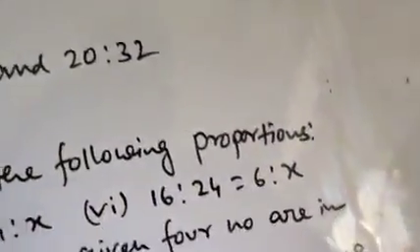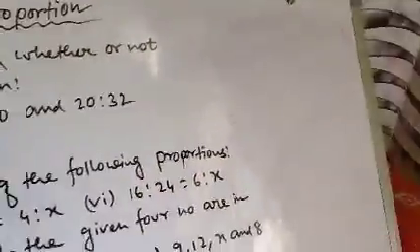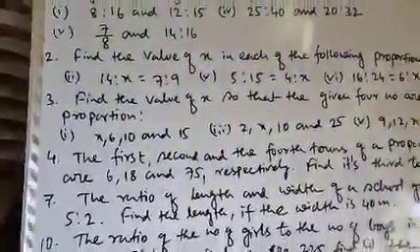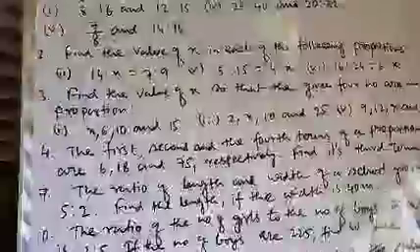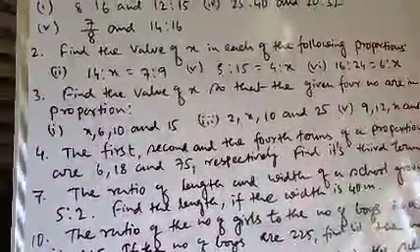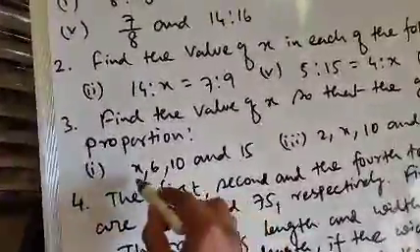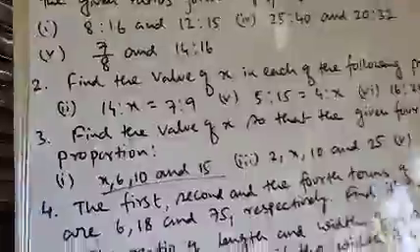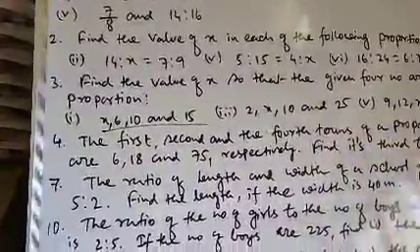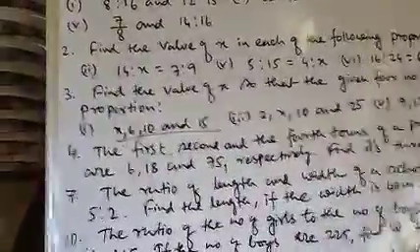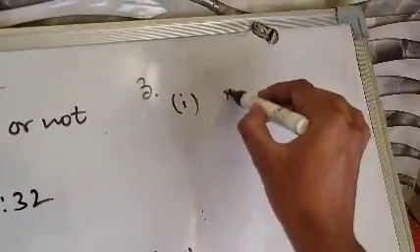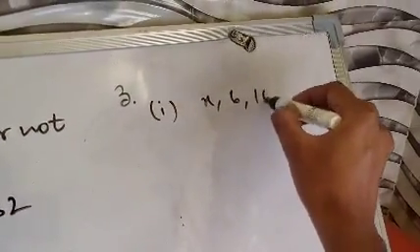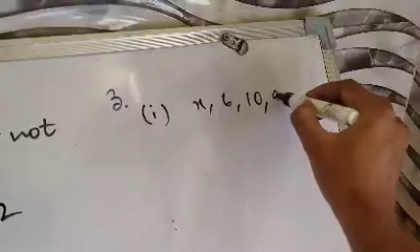Next question. Question number 3 says find the value of x so that the given four numbers are in proportion. We have to find the value of x so that the given four numbers will be in proportion. So first question, numbers are x, 6, 10 and 15.